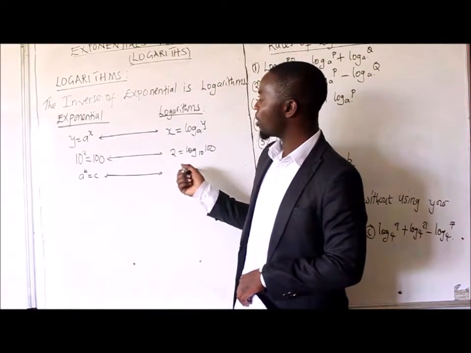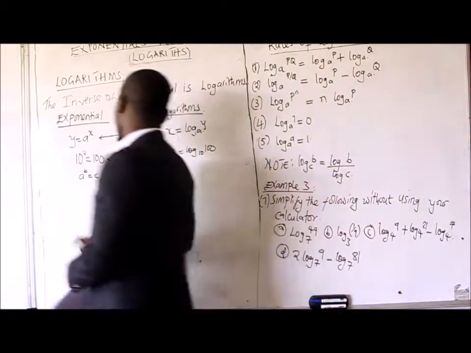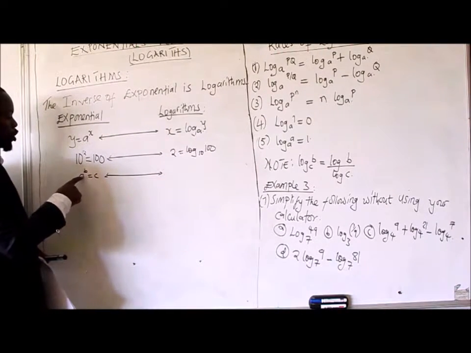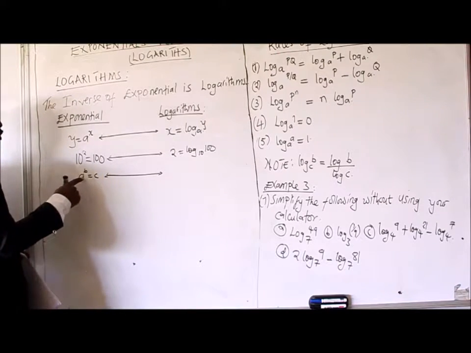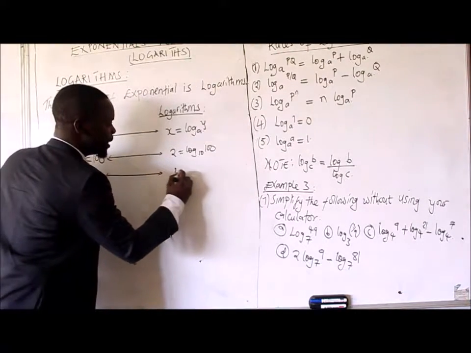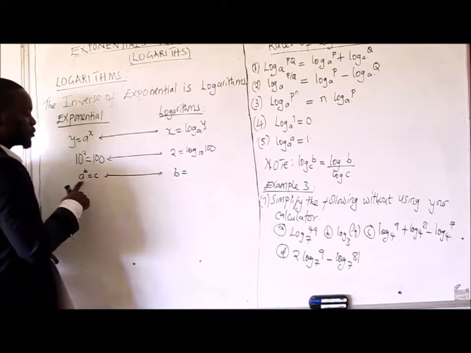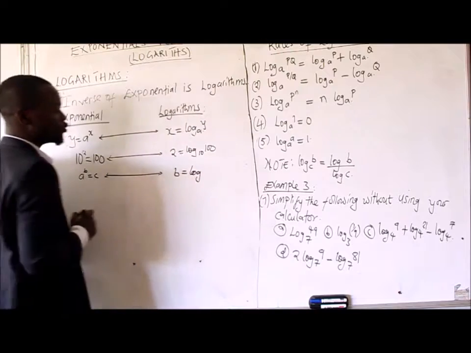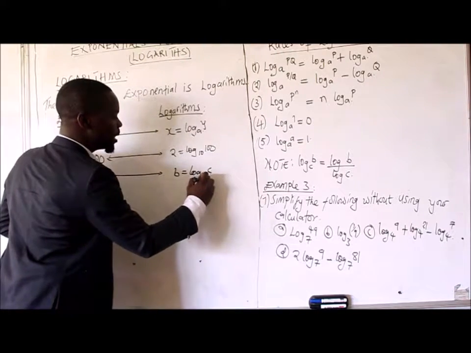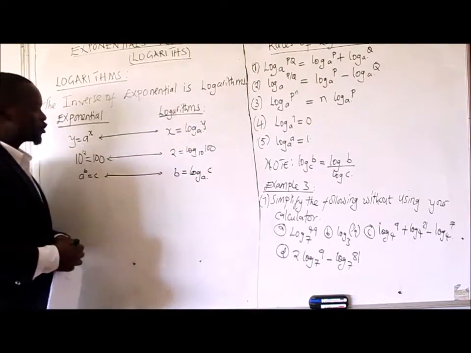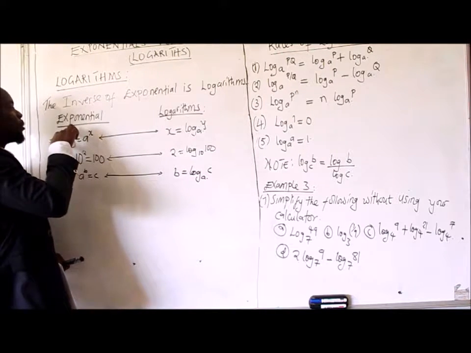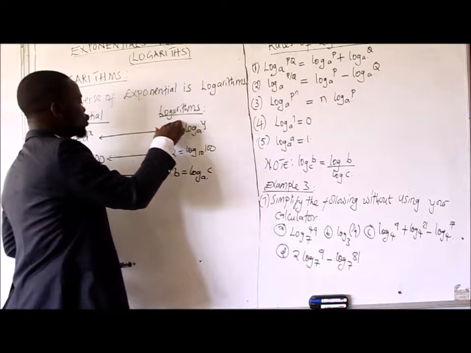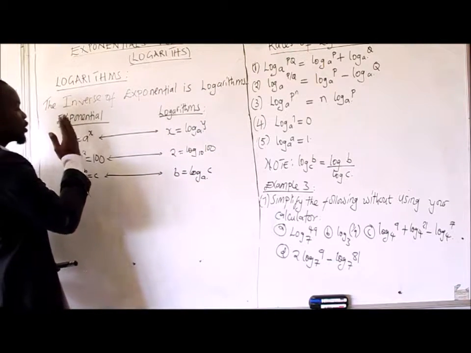Okay. Now, how about this one? How is it going to be written? We have b to the power a is equal to c. So b is going to be the base. So we are going to have a is equal to log c base b. What you must know is that you can convert exponentials into logarithms or logarithms into exponentials by just knowing this kind of relationship.